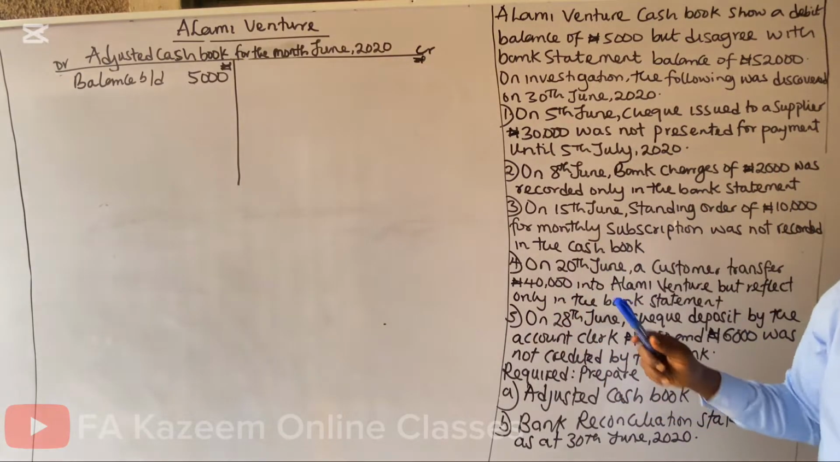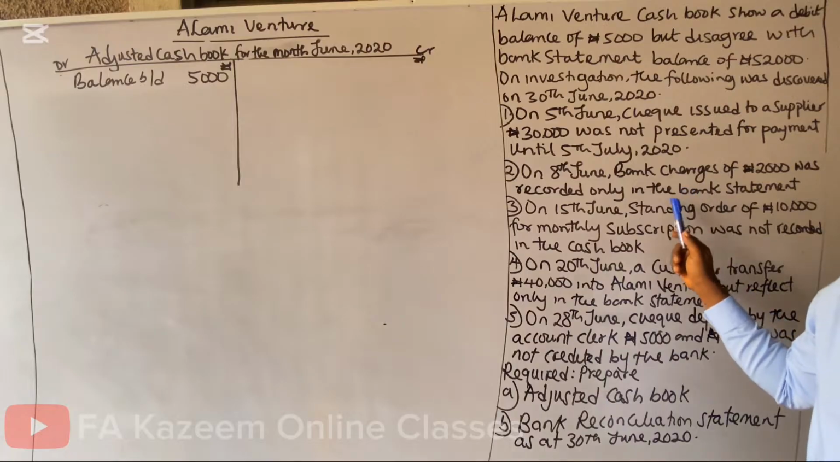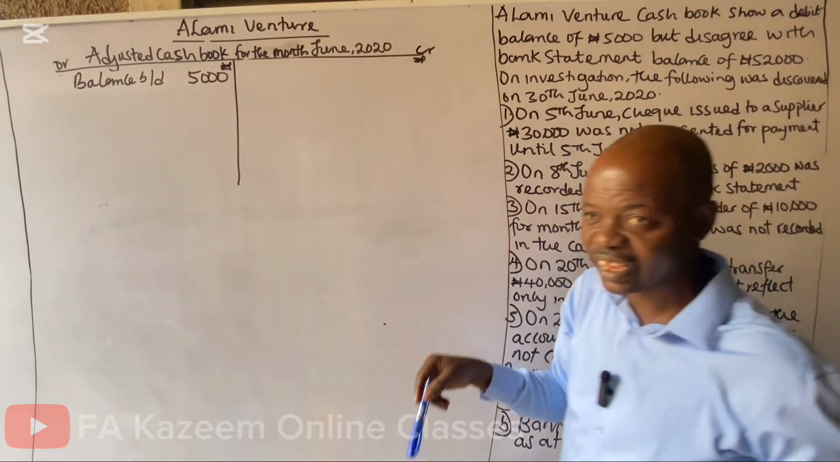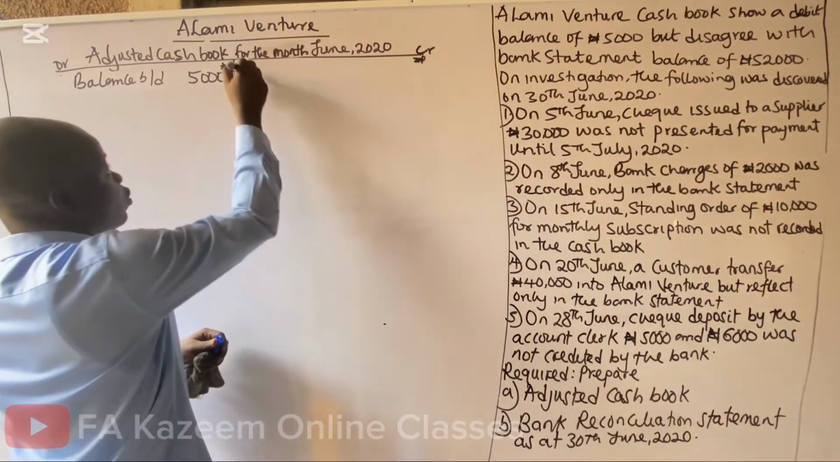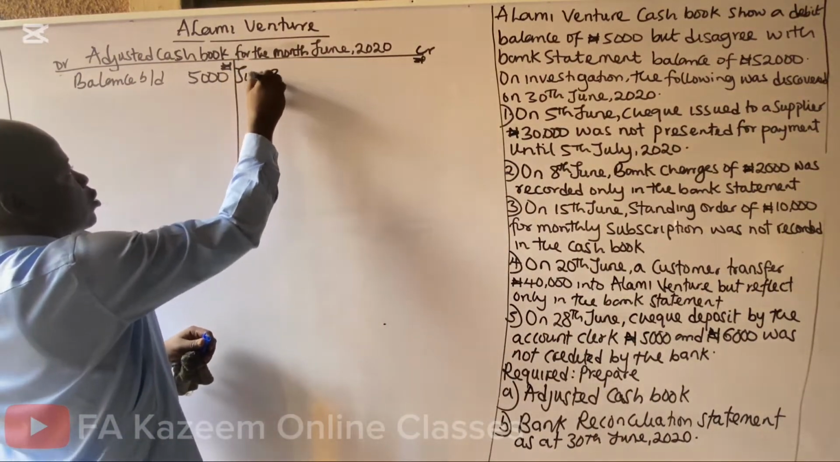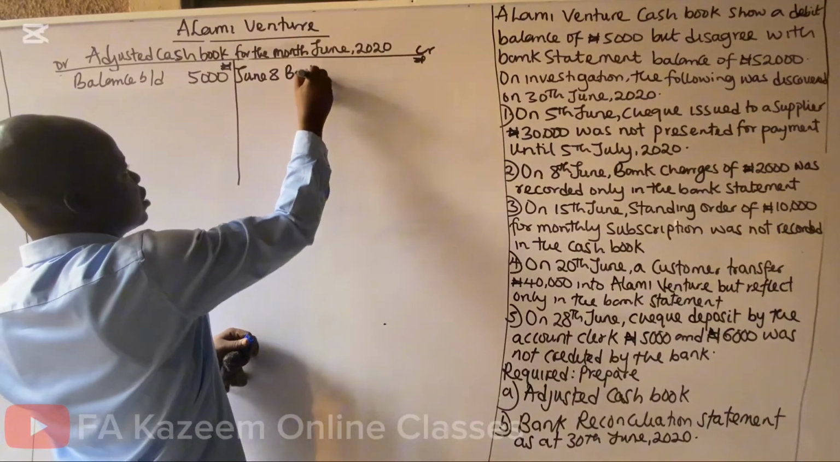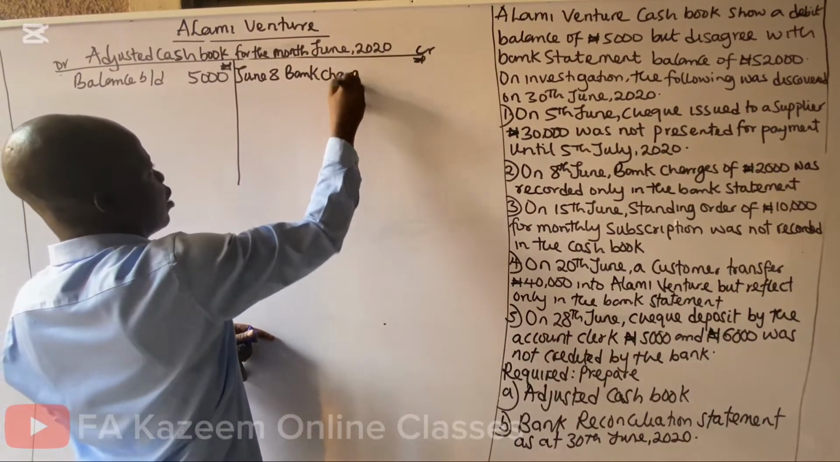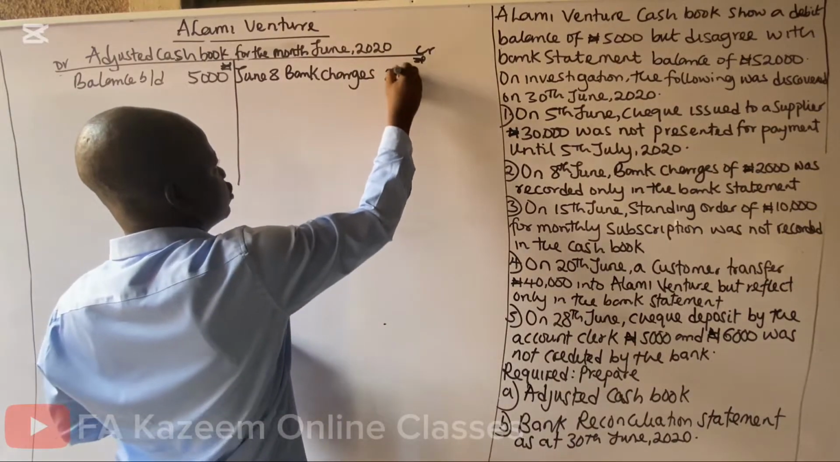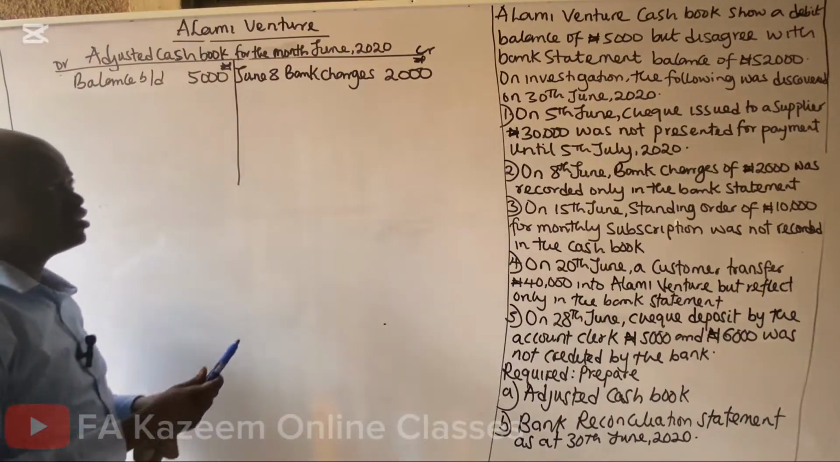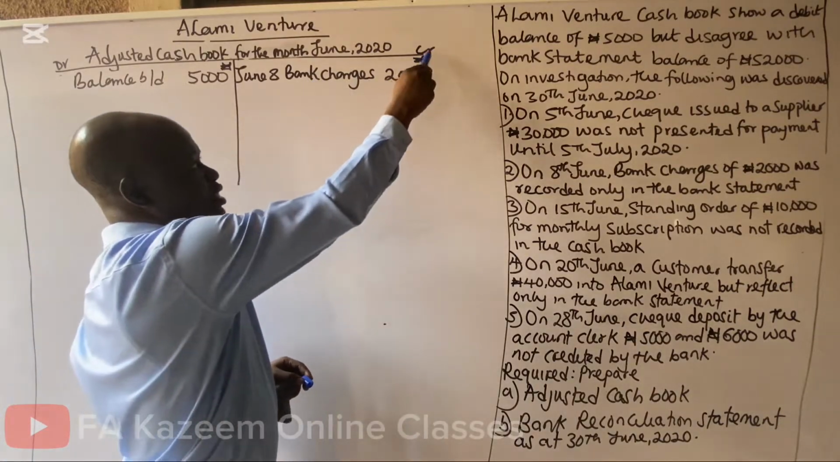How do we solve it? Now that it is not recorded in the cash book, you now help this customer to record it in the adjusted cash book, which is on June 8th. What was not recorded is bank charges. How much? 2,000. How do you know that these bank charges were to be recorded on the credit side?